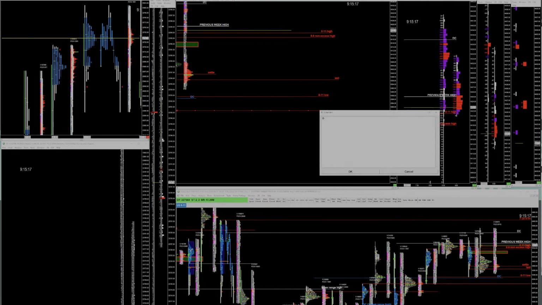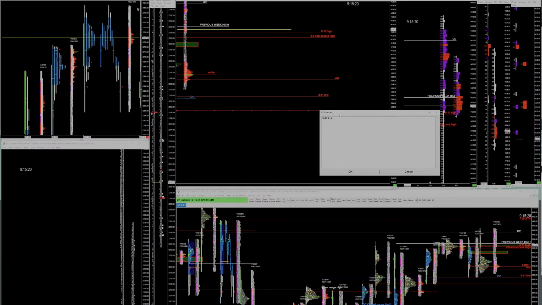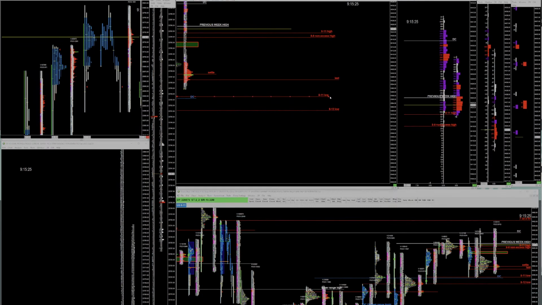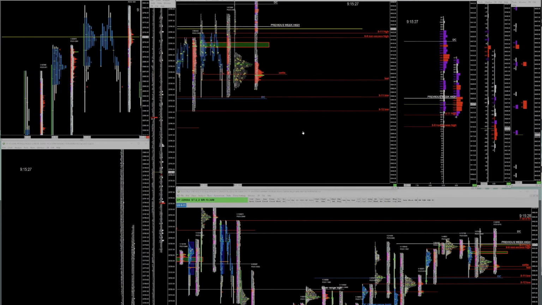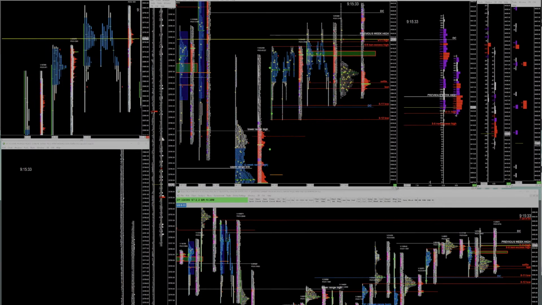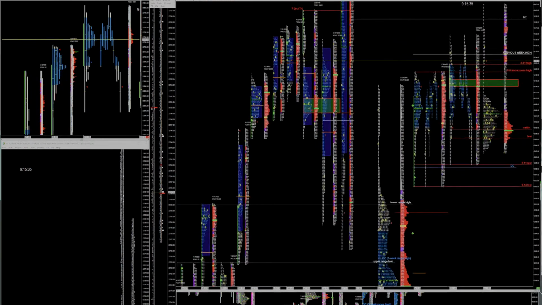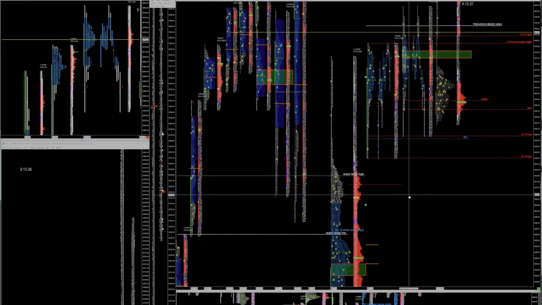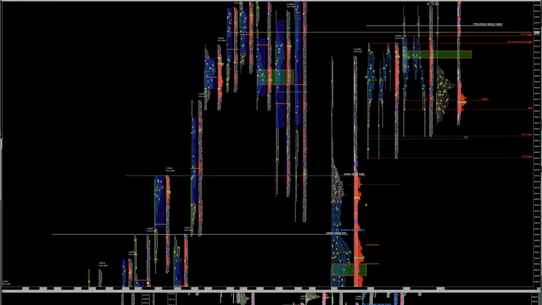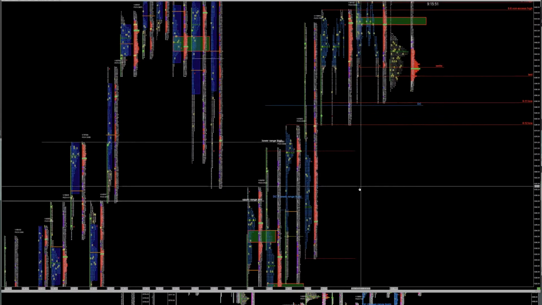Tape low, here. Now let me maximize, let me expand this a little bit so you can see better what I am talking about, right? Let me move this. This is the ES here. I'm going to undo all the merges of this profile and show you this.